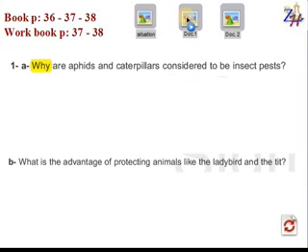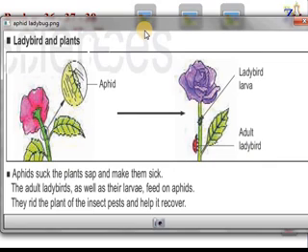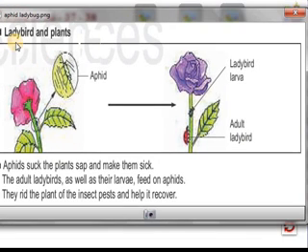Let's start with document 1. In document 1, which is titled Ladybird and Plants, we see here an image of a flower having a small insect called aphid on it. And then we see that this flower also has on it a ladybird larva or an adult ladybird. The larva is the baby of the adult ladybird. Okay? They said here, aphids suck the plant's sap and make them sick.